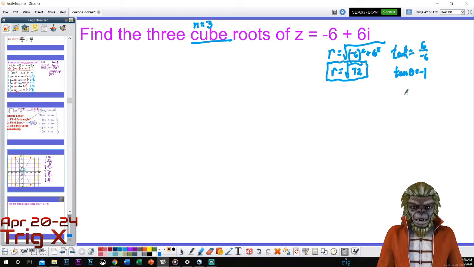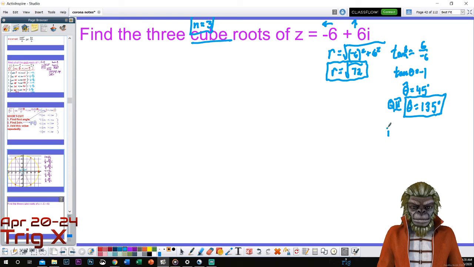So where is tangent equal to 1? Hopefully you would say that's 45 degrees. But this is not really 45 degrees because I was going left and up. So in quadrant 2, I know that theta is 180 minus 45, or 135 degrees. So I have r, I have theta, I know what n is because that's way up here. For the cube roots it's 3.